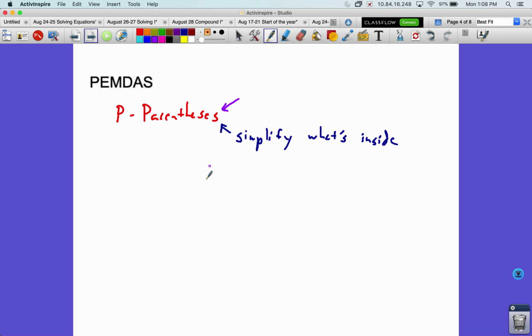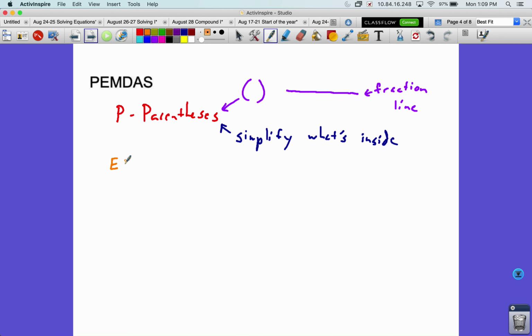Now, not all parentheses look the same. Normally, they are these curved brackets. Sometimes they can be square brackets. But another thing that counts as parentheses is a fraction line. All right, so this counts because it's grouping together whatever's on top and whatever's on the bottom, especially if it's a very long fraction line. It counts as parentheses.